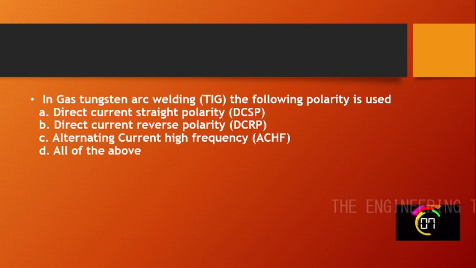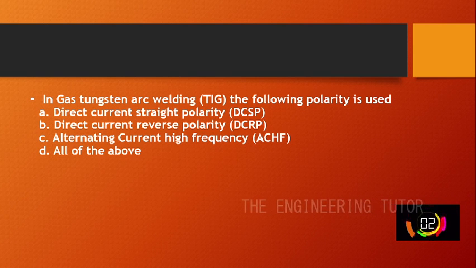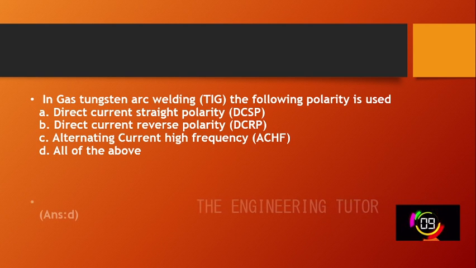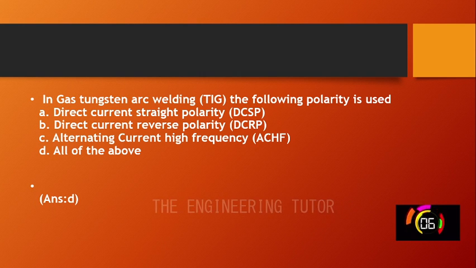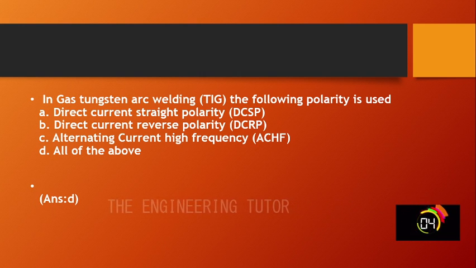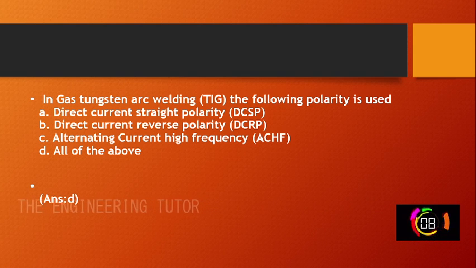Next question. In gas tungsten arc welding, that is TIG welding, the following polarity is used. In TIG welding, we will be using all the polarities. First, direct current straight polarity, that is DCSP, direct current reverse polarity, that is DCRP, and alternating current high frequency. All these polarities are used for the TIG welding operation.